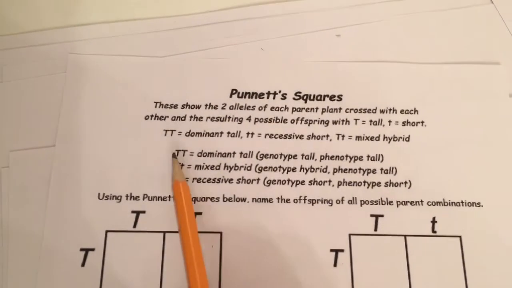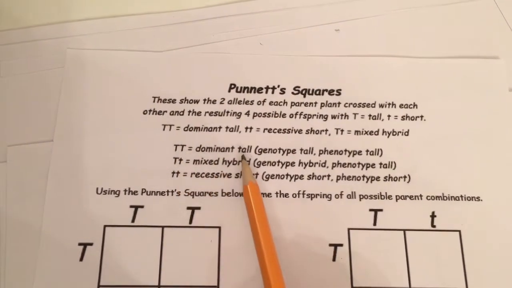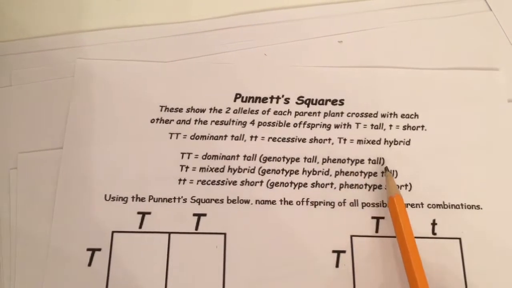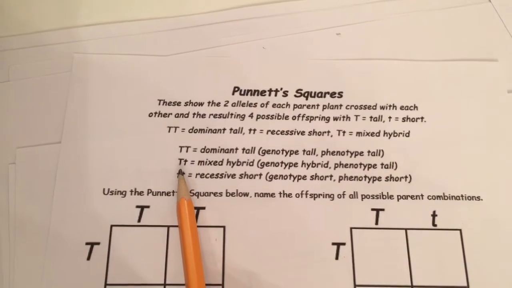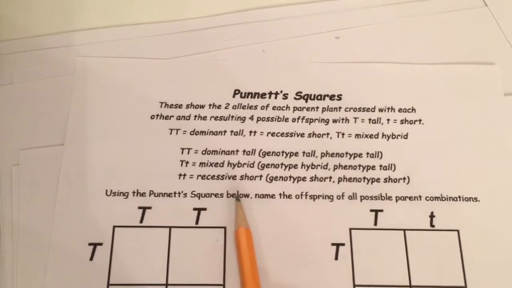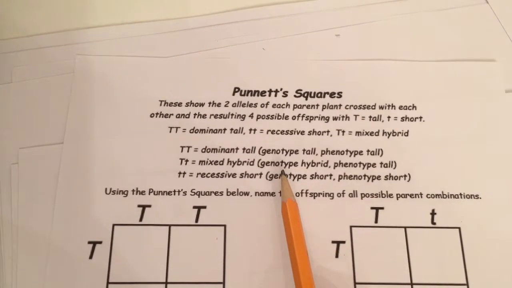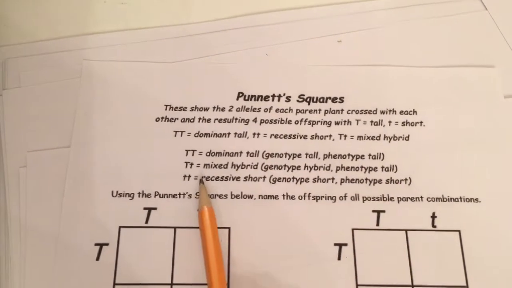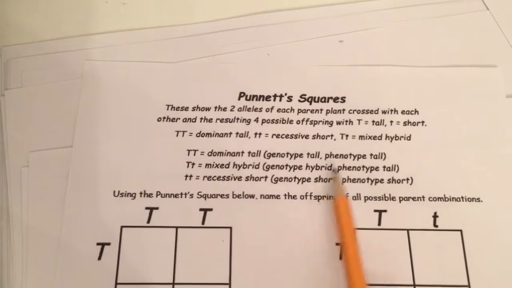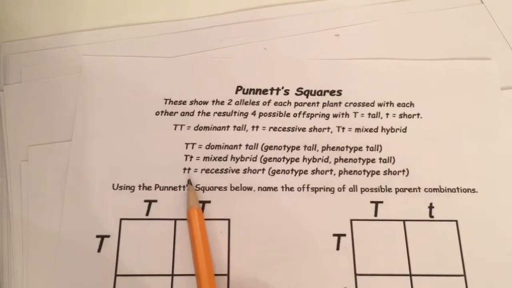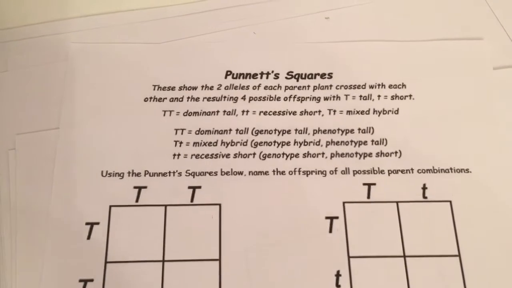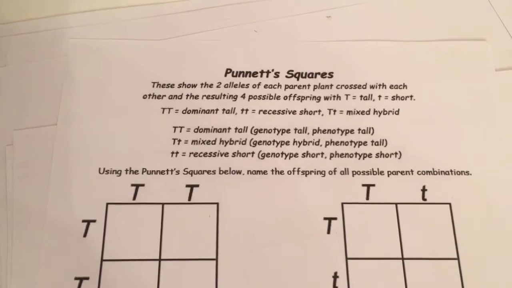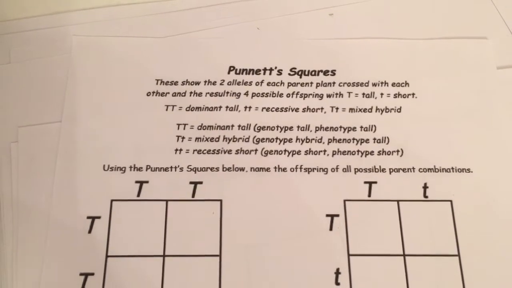So you can see, again, the double capital T is the dominant tall plant. Genotype is tall, phenotype, the way it looks, is tall. Capital and lowercase t is a mixed hybrid plant. Its genotype, being the alleles that build up, is hybrid, and the phenotype is tall. Since we have the dominant, it always makes the phenotype the dominant gene. Then we have another lowercase t with a lowercase t, making it a recessive short plant. The genotype is short and the phenotype is short.